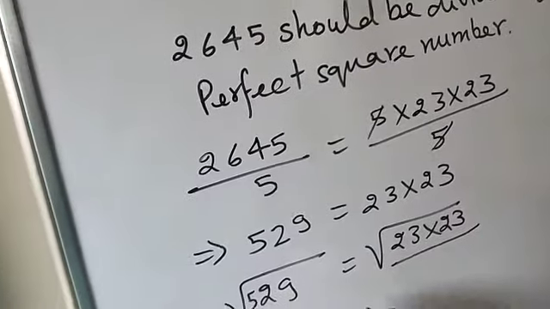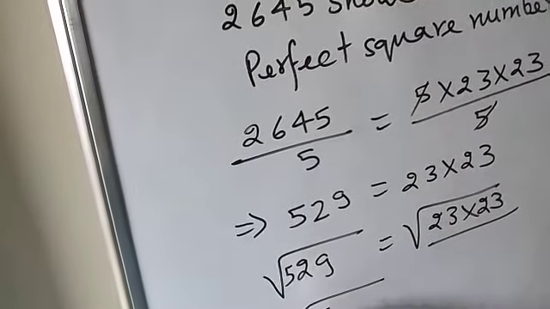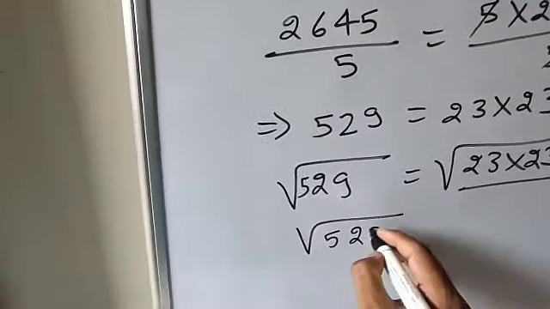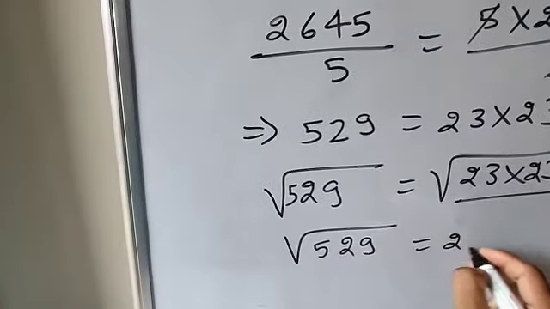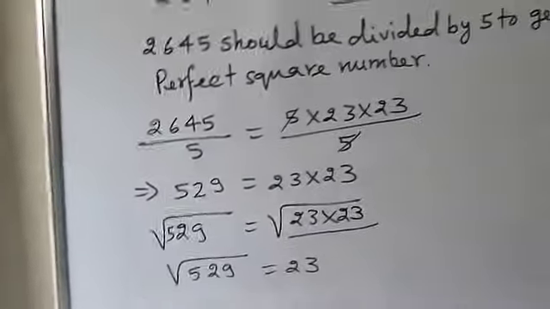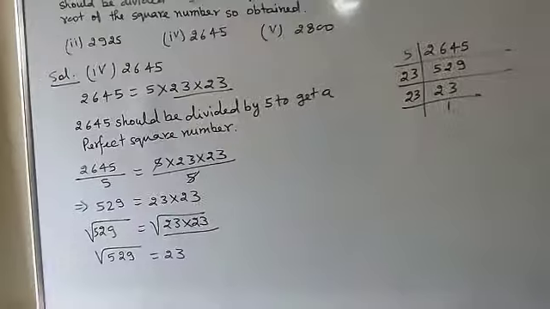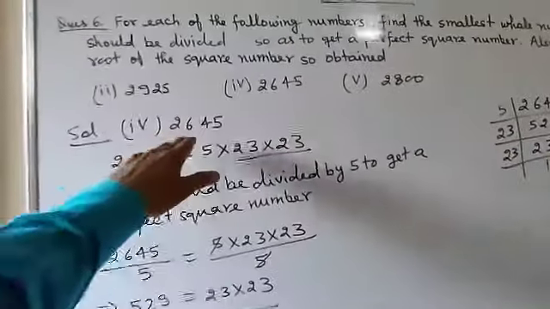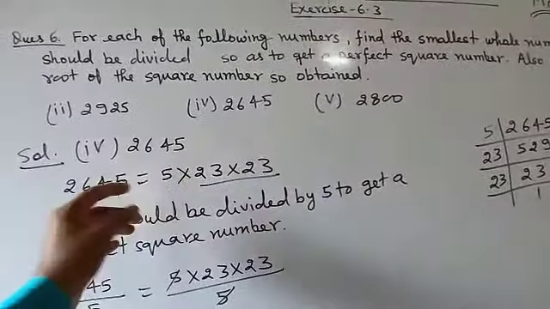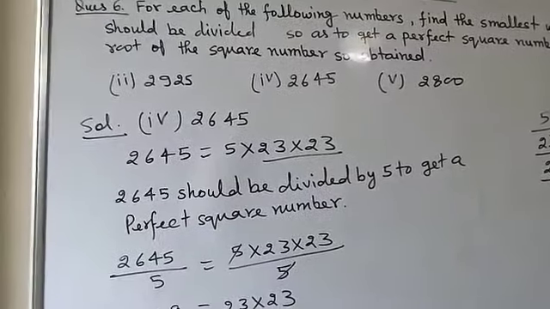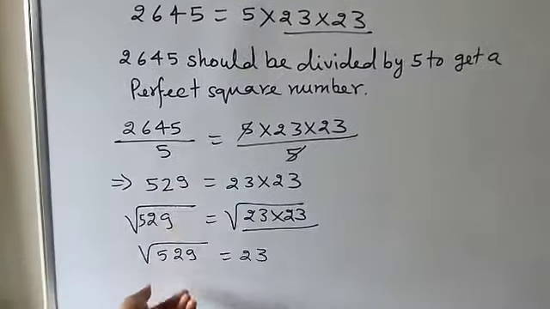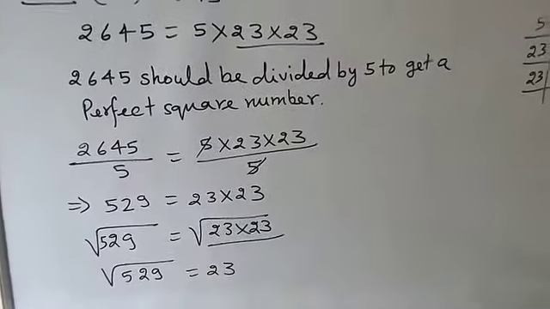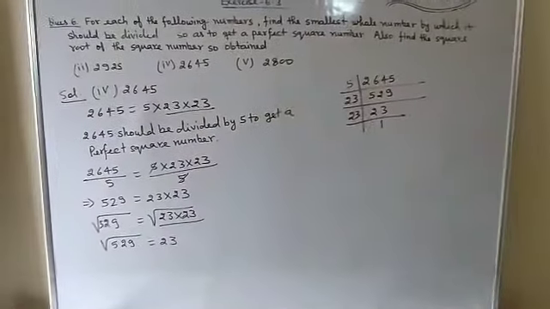Now it is in a pair, so you will pick one number from this pair. So the square root of 529 equals 23. So if you divide 2645 by 5, then you will get a perfect square number, that will be 529, and its square root will be 23. It is the complete solution of the fourth part of the question.